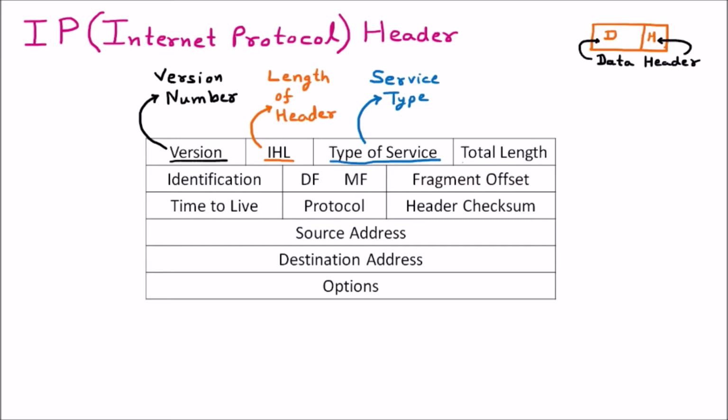The next field we have is the total length. As we have the length of the header, similarly we have the total length. It provides the length of both the header and the data. That means header plus data, the complete length of the packet. So that field is the total length. And we must know one thing: the maximum length should be 65535 bytes.